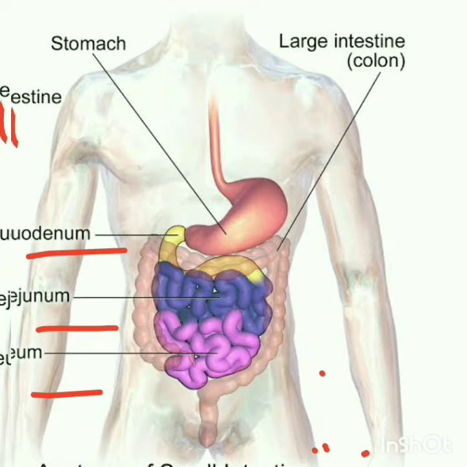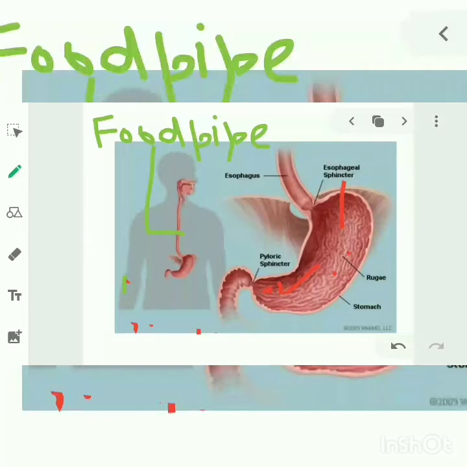So here in the small intestine, digestion of fat as well as protein takes place. So now food reaches into our stomach through the esophagus or food pipe. As you all can see on your screen in the given diagram, this is our food pipe, and it is connected to our stomach.